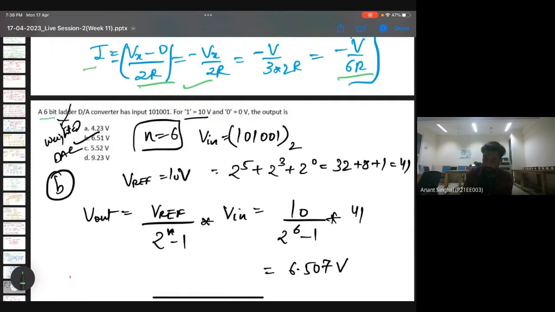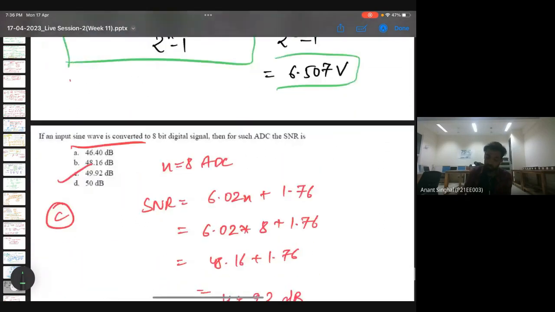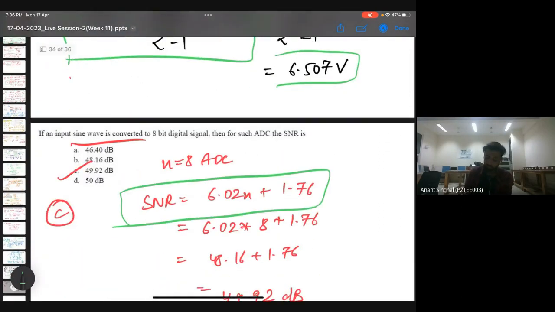Then again a simple 6-bit weighted DAC is given. So we have N equals 6 and we calculated the output voltage. So we have done this several times now. And again an SNR question. So this is formula based.